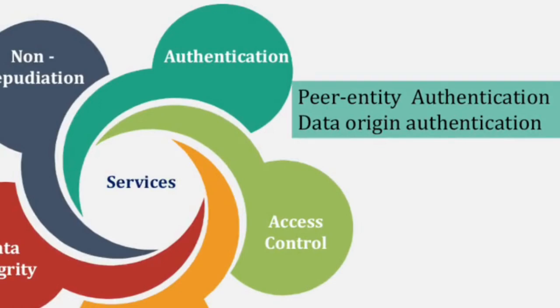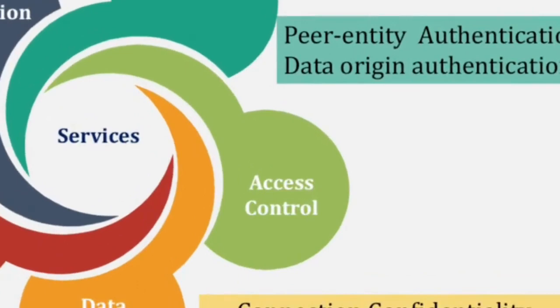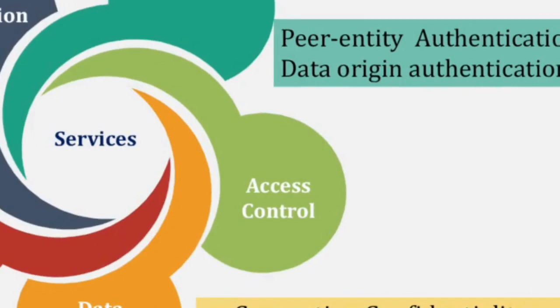There are two kinds of authentication: peer entity authentication and data origin authentication. And next one is access control. This access control can be given to the user, which kind of access can be provided to a particular user and at what time they can access the network. So this should be ensured by giving the security.